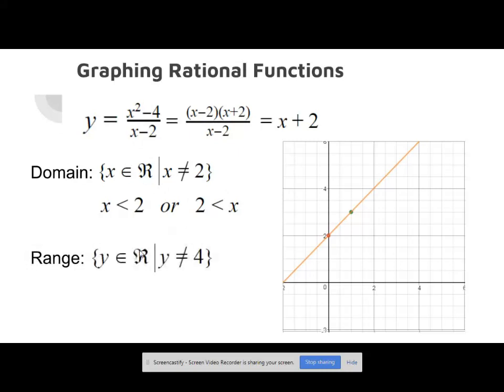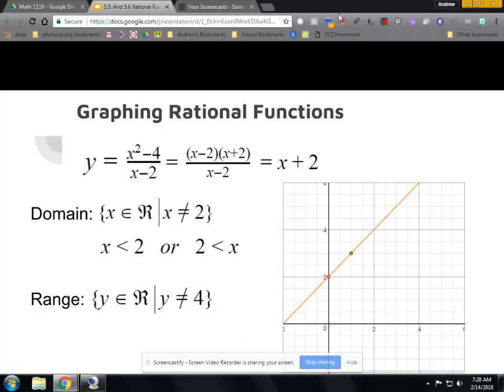Our range would say that y could be any real number, but y can't equal 4. And if you look at the graph, you can see that when x is 2, y should be 4. However, x can't be 2, so y can't be 4. This spot right here should not exist. And if you plug that in here, it won't give us the answer that we're looking for.